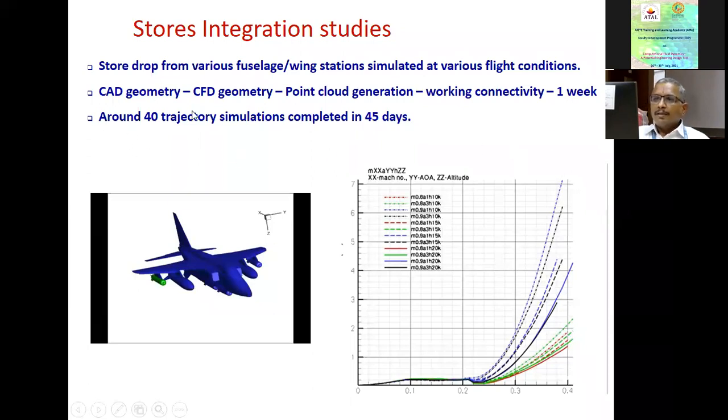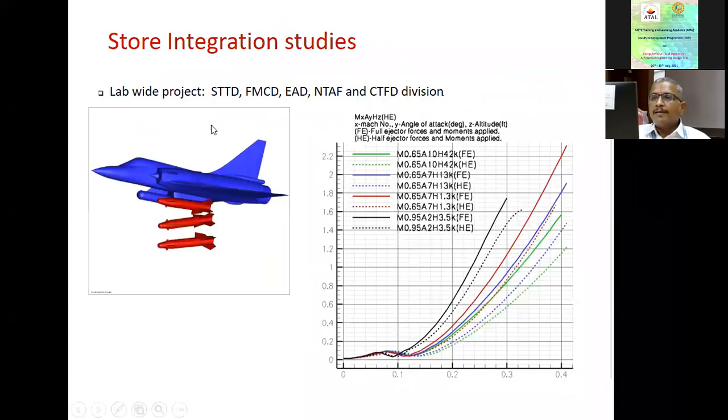And this is a great example where we were able to solve for a very urgent need. 40 trajectories were solved in 45 days. This is a great achievement in the sense that we were able to solve these complex problems at an average of 1 trajectory per day. This was a part of a big problem which was taken up by NAL. It was not only our CFD division; it was across several divisions where several other issues were involved. It was a part of a big program. You can see there is the structures division, flight mechanics division, the tunnel testing division, and of course our CFD division.